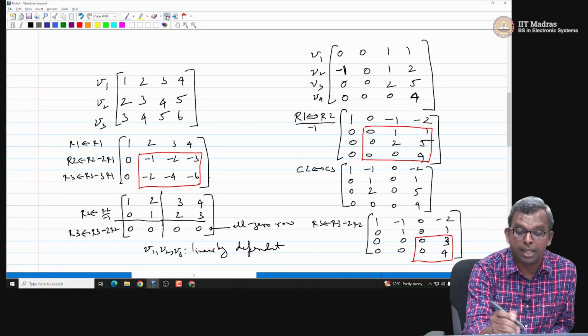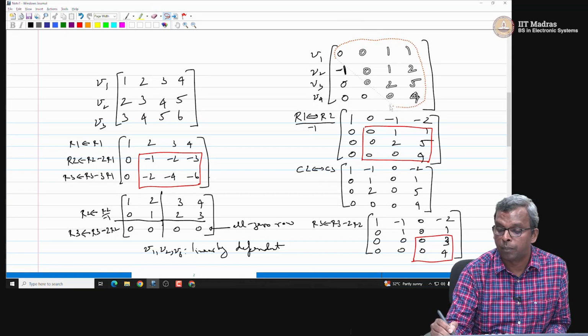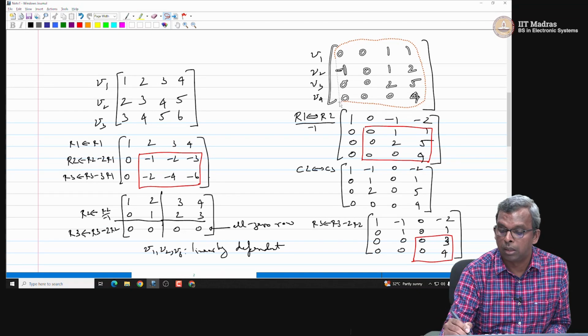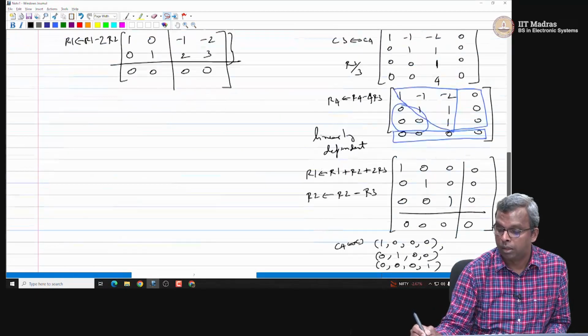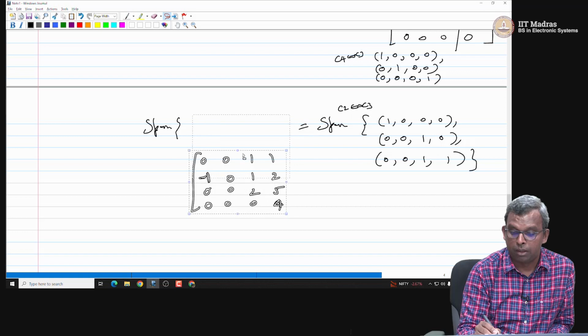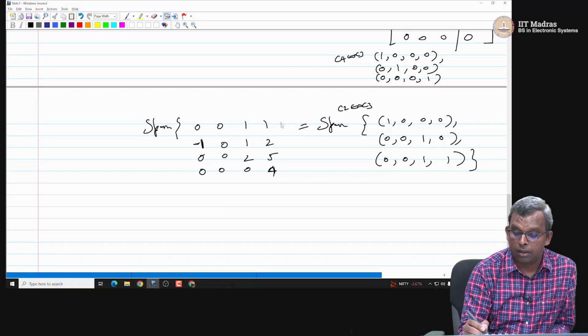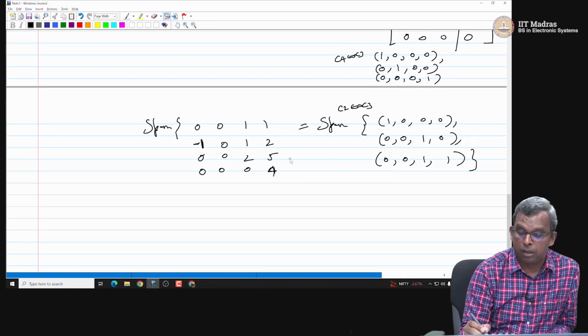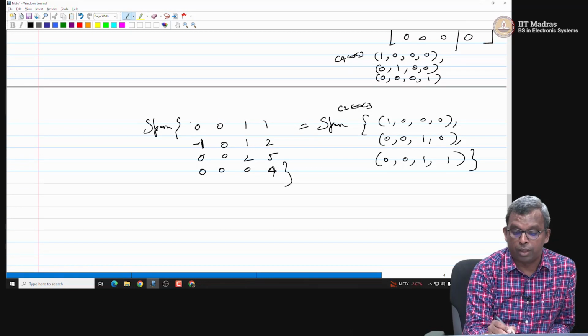Let me be a little bit lazy, I will do my little lasso trick here to get my whole thing covered. Copy, come here, paste. Okay, I can erase this one. So my span of these vectors.